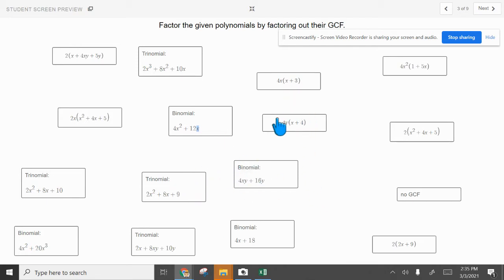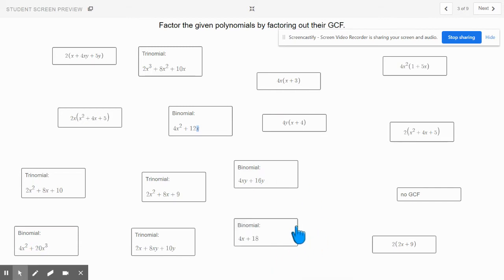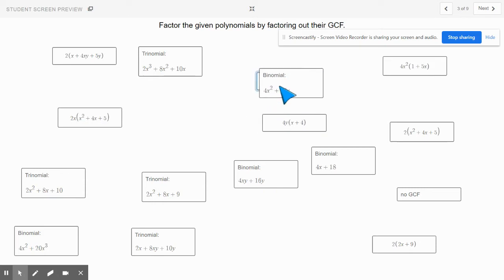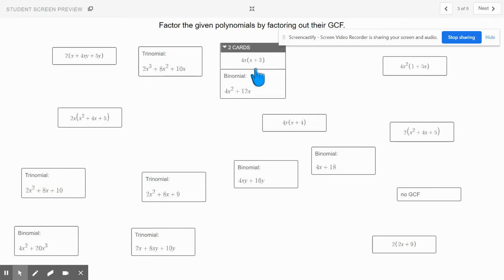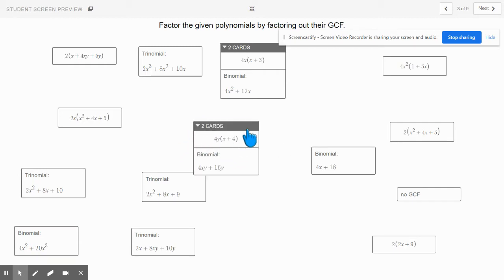Am I missing this? Oh, do they have a GCF here? Yes, there's a GCF. Where is it? Did I mess up here? Oh, it's right here. My bad. It's right there in front of me. All right, so there's my answer for this one. Okay. This one would be 4xy and 16. All right. 4xy and 16. Y. Don't forget the y. Do you see if I was to multiply that?